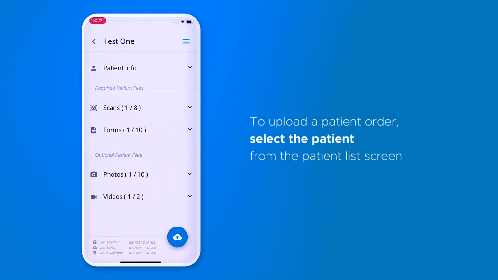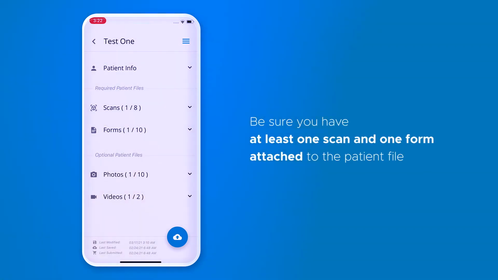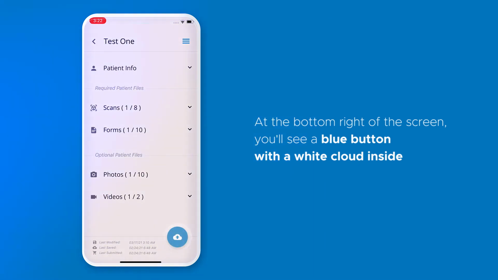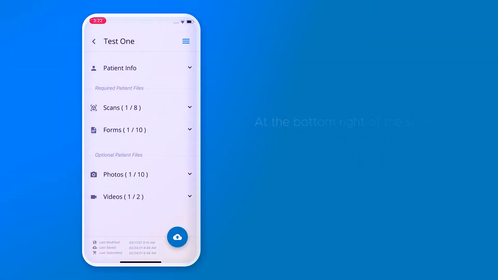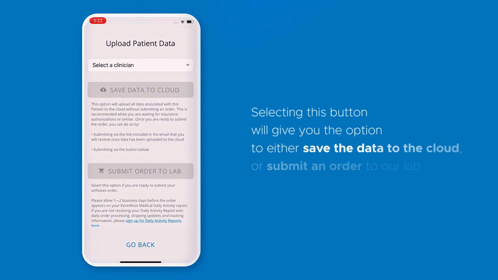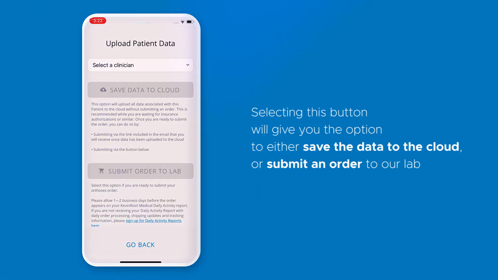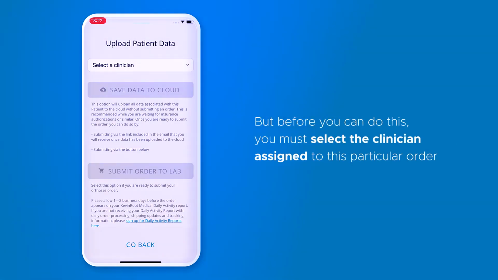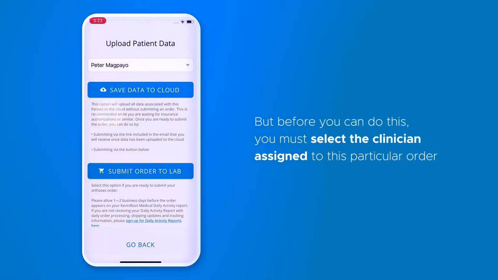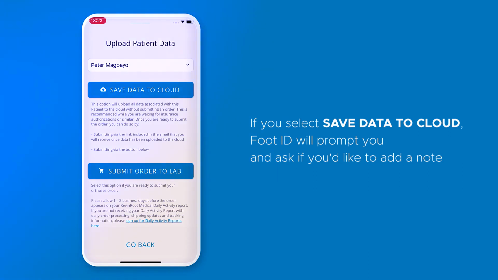To upload a patient order, select a patient from the patient list screen. Be sure you have at least one scan and one form attached to the patient file. At the bottom right of the patient information screen, you'll see a blue button with a white cloud inside. Selecting this button will give you the option to either save the data to the cloud or submit an order to our lab. But before you can do this, you must select the clinician assigned to this particular order.